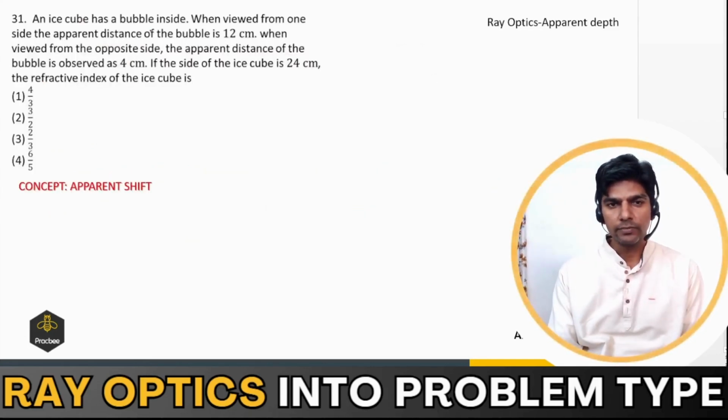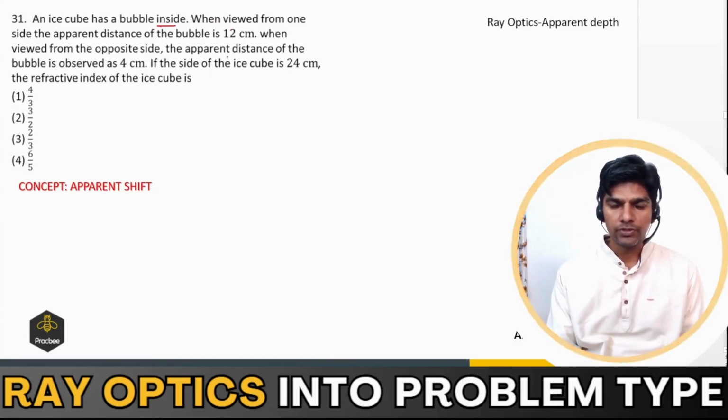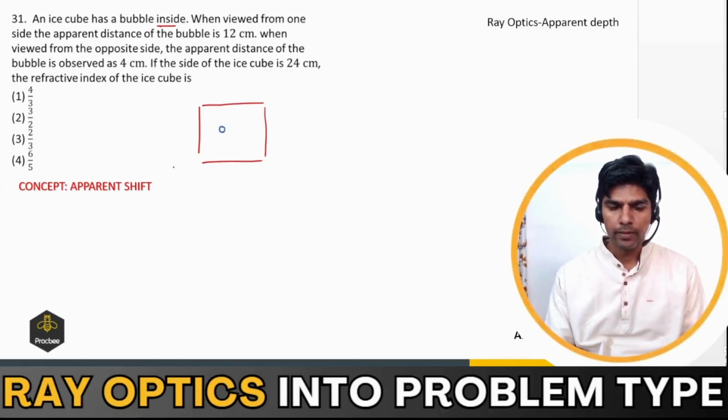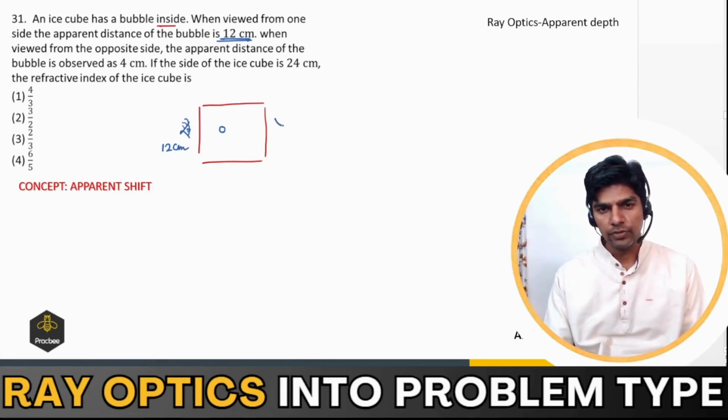An ice cube has a bubble inside. When viewed from one side, the apparent distance of the bubble is 12 centimeter. So I have drawn an ice cube, and there is a bubble inside. It can be anywhere. Let us say it is here. Now if you are looking at it from the right side, the apparent depth is given as 12 centimeter. Now when viewed from the other side, the apparent distance of the bubble is observed to be 4 centimeter. So this distance is 4 centimeter.